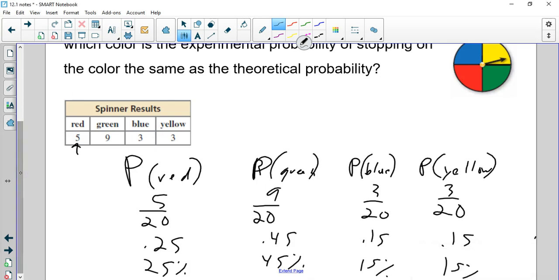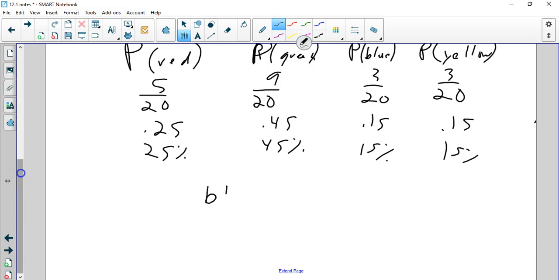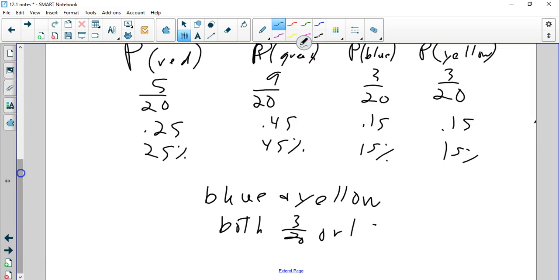All right, now the last question is, for which color is the probability the same? Well, that would be blue and yellow. Both are 3 out of 20, or 15%.